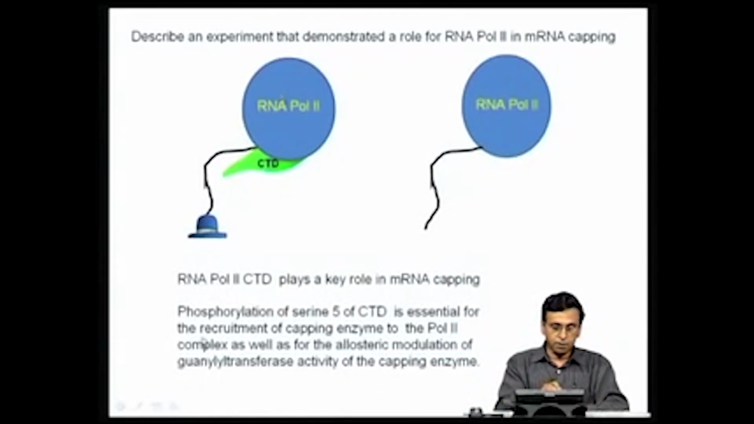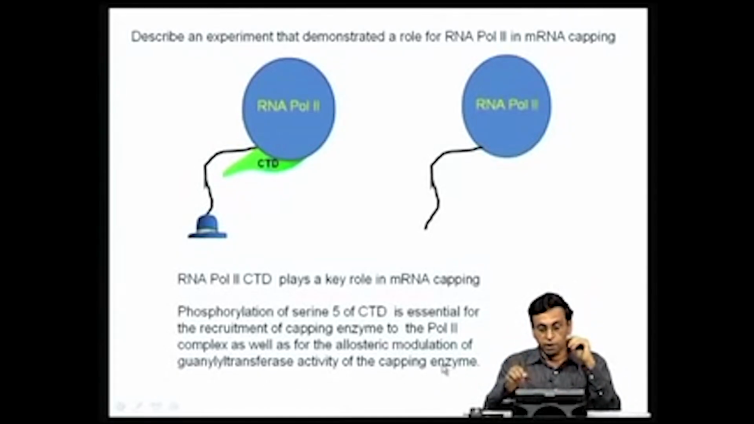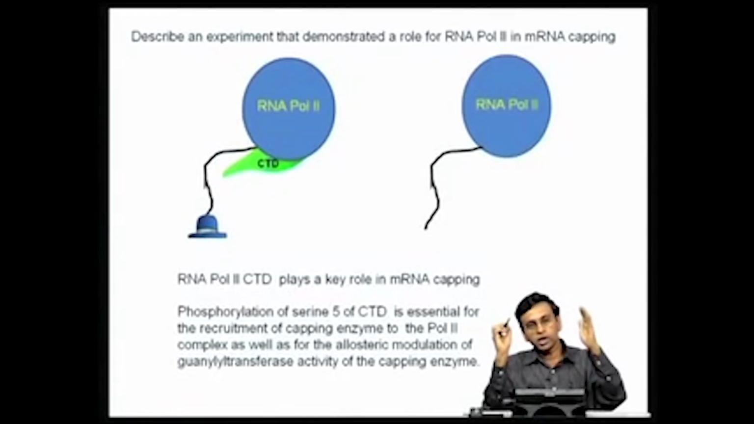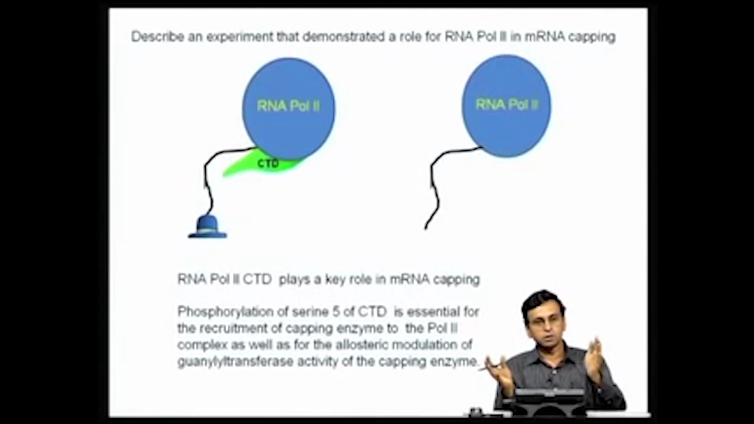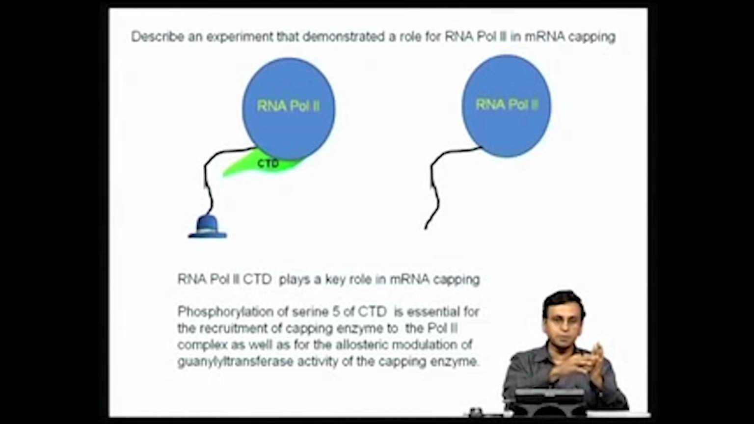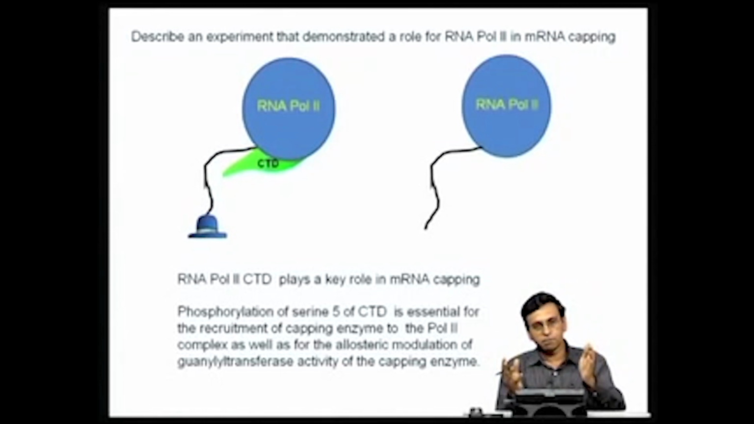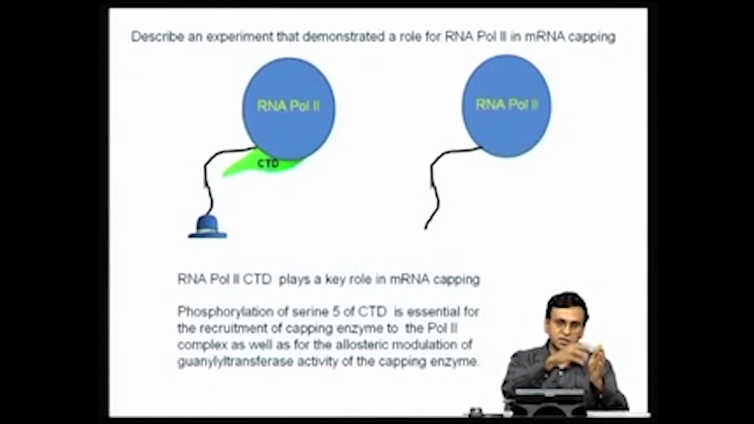For example, the phosphorylation of serine 5 of the C-terminal domain is essential for the recruitment of the capping enzyme to the polymerase II complex, as well as for the allosteric modulation of the guanylyltransferase activity of the capping enzyme. Now, the important point I want to mention is that RNA polymerase II CTD acts like a launching pad for proteins to come, do their job and go back. For example, the capping enzymes come, sit on the RNA polymerase II, cap the messenger RNA and go back. The splicing machinery again comes and sits on the RNA polymerase II.